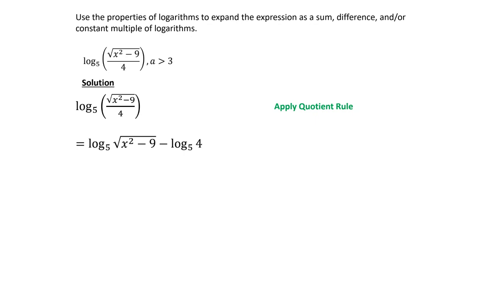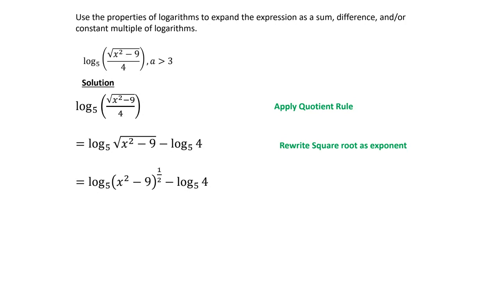So this is going to give me the log base 5 of the square root of x squared minus 9, minus the log base 5 of 4. We can also continue simplifying this. We can rewrite the square root as an exponent, and the square root written as an exponent is to the 1/2. So we have the log base 5 of x squared minus 9 to the 1/2 power, minus log base 5 of 4.